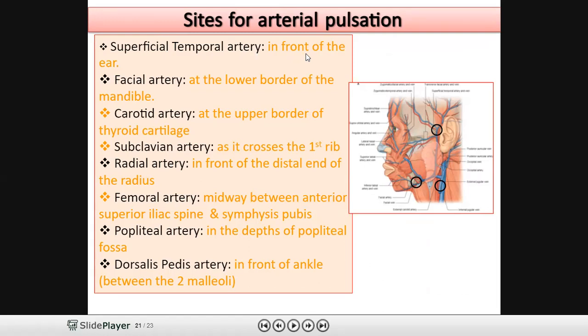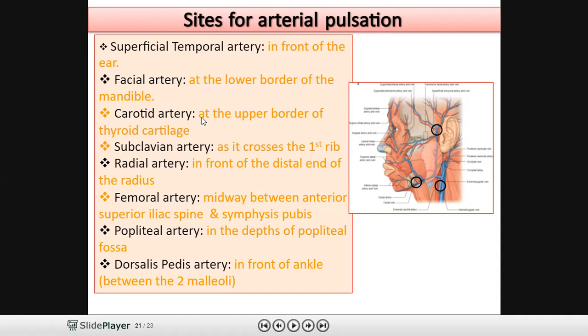Then you can also feel a pulse from the facial artery at the lower border of the mandible. At the lower border of the mandible, you see your facial artery coming here. You can feel a pulse there, and that artery is your facial artery. Here you see your superficial temporal artery, where you can take a pulse.